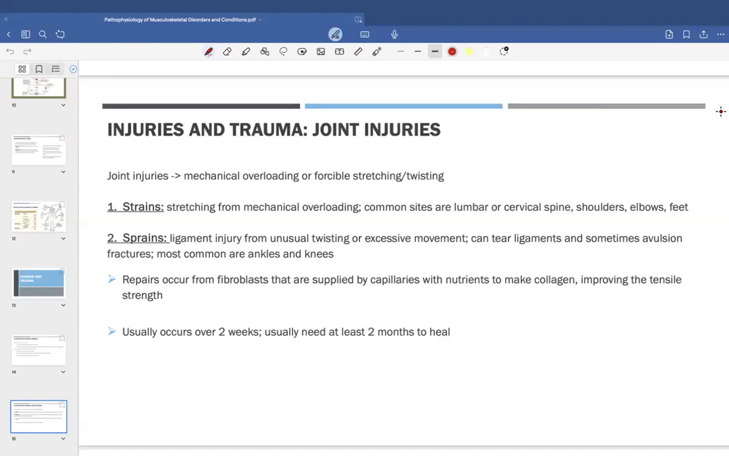The repairs, again, as far as the joints themselves, are very, very slow. It takes a long time. We need those fibroblasts and some of those chondrocytes to repair. And so sometimes it can take months.